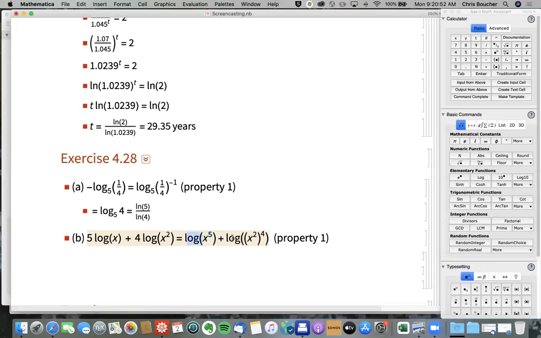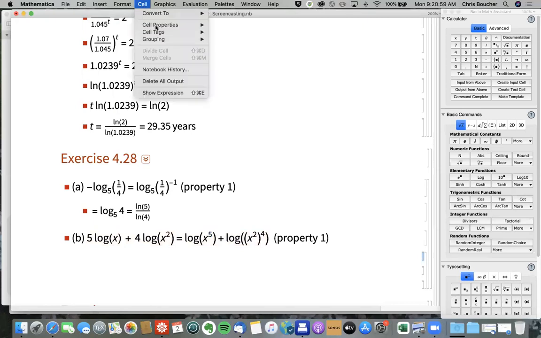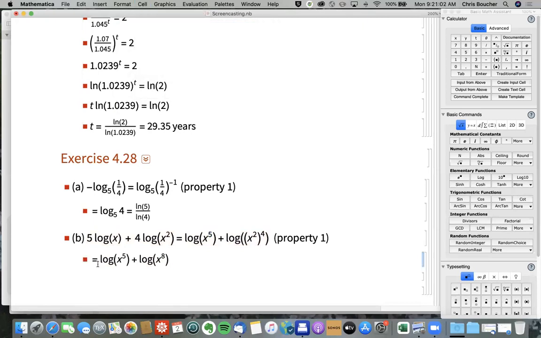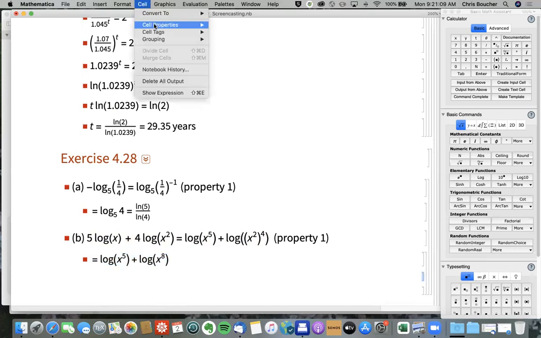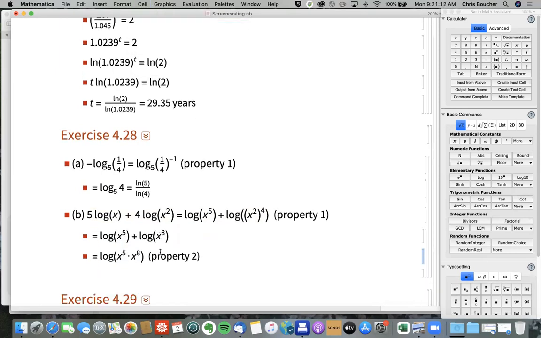Okay, so I wind up with this, right? And then x to the second to the fourth, and that second term is going to be x to the 8th, right? When you take a power to a power, you multiply the exponents. So I get this here. And that's the sum of the logs. The sum of the logs is the log of a product. So that's equal to the log of x to the 5th times x to the 8th. And when I multiply powers, excuse me, I add the exponents, right? So 5 plus 8 is 13. So that's going to be the log of x to the 13th power. There we go.